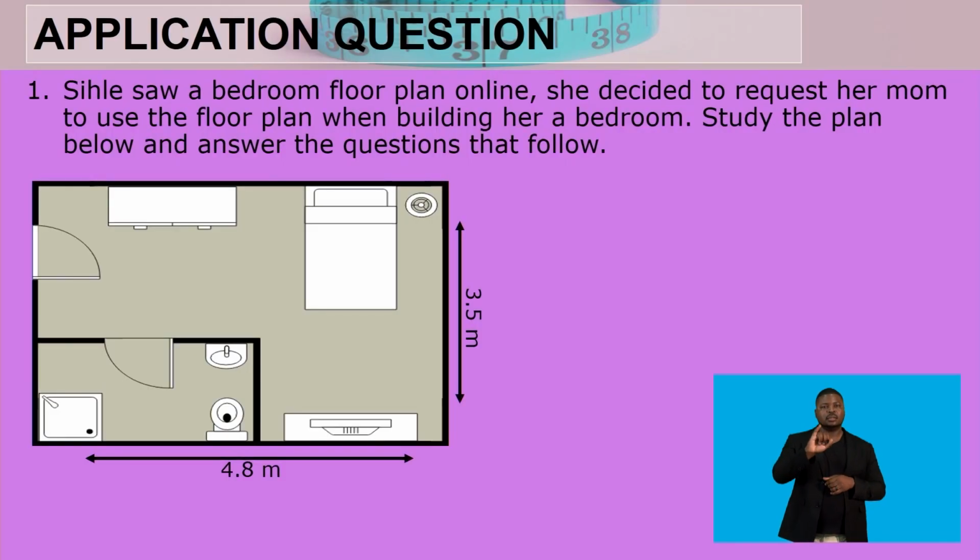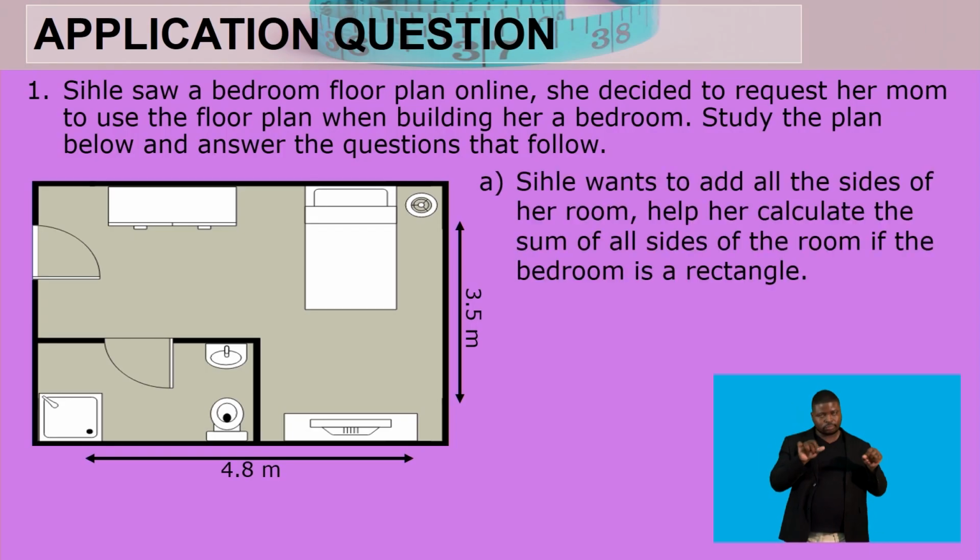Question 1 says, Sihle saw a bedroom floor plan online. She decided to request her mom to use the floor plan when building her a bedroom. Study the plan below and answer the questions that follow. We are given a plan there. It has the dimensions of our width and the dimensions of our length.